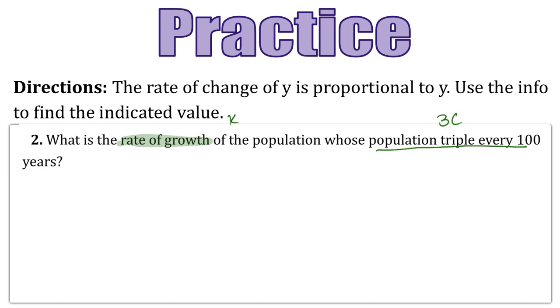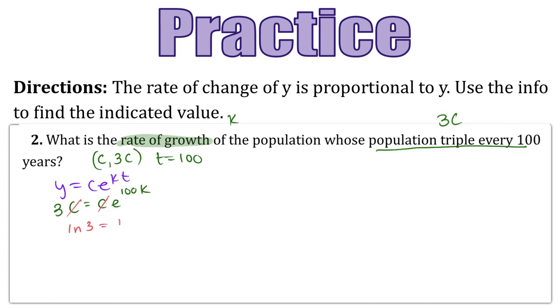So here we know that originally we have some population C, and over some amount of time it's going to triple and become 3C. We know this happens when t is equal to 100. So if we're using the model y equals ce to the kt, we can plug in that we know that 3C happens when t is equal to 100. And then it actually doesn't matter here that we don't know the initial population, because we can divide both sides by C, and then we can natural log both sides.